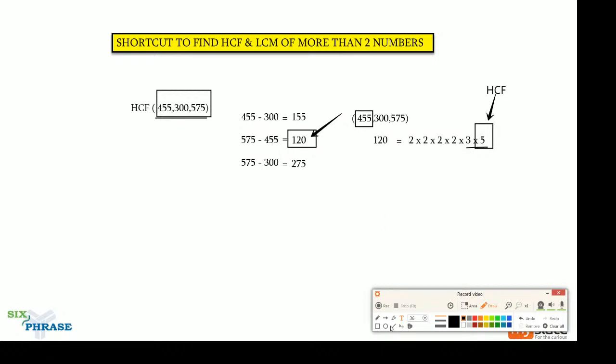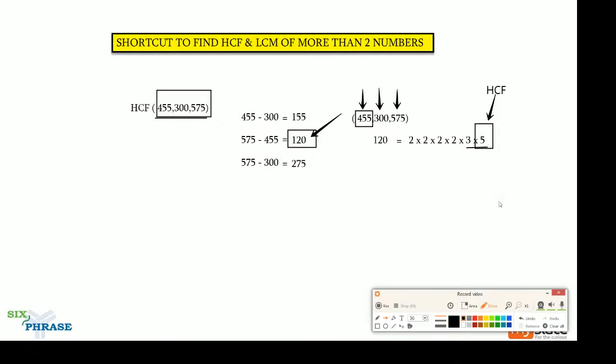Is this divisible by 5? Surely, correct? Is this divisible by 5? Surely. Is this divisible by 5? Surely. Right? So there I have my HCF. This may seem like a long process, but once you practice, it will give you answers very quickly. And one more thing, it will give you answers accurately.